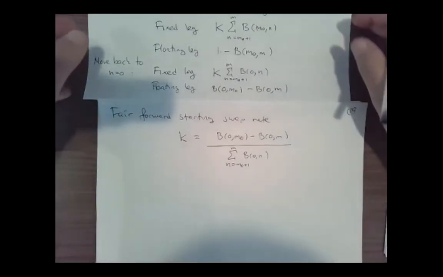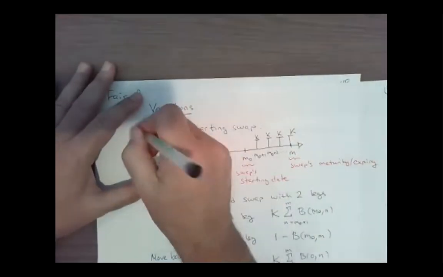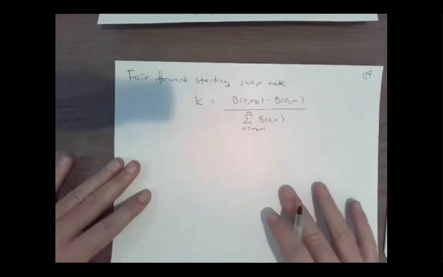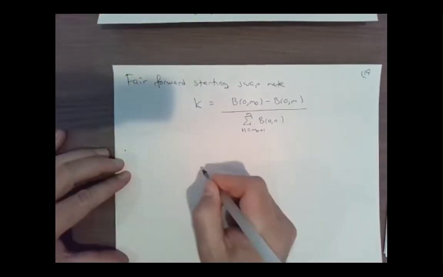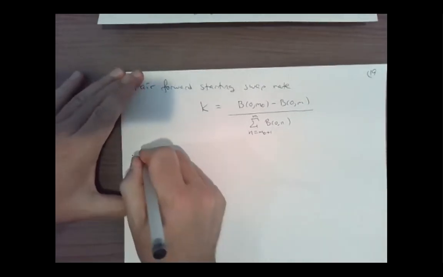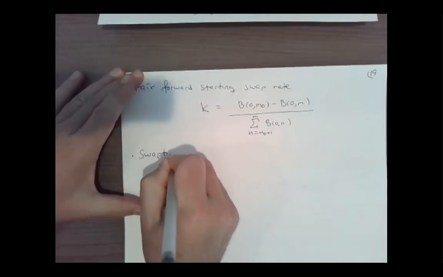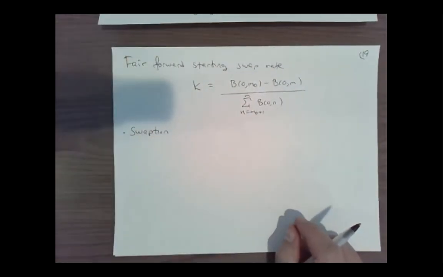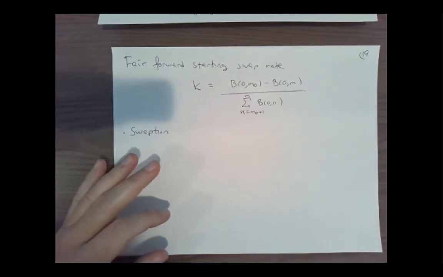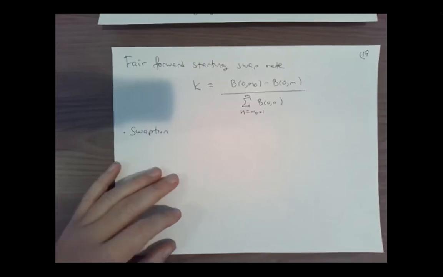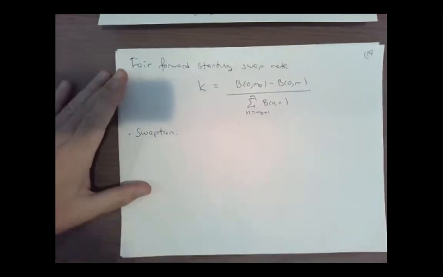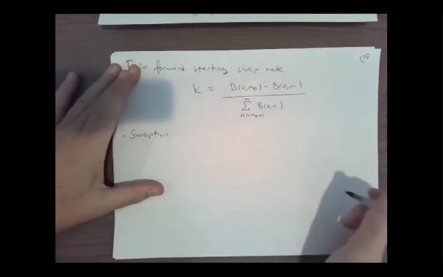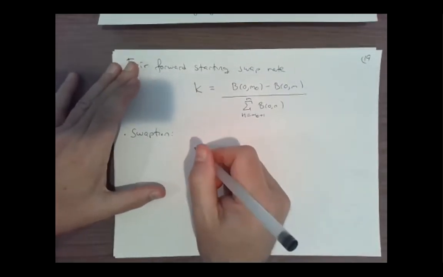So this was one variation, the forward starting swap. Another variation is the swaption. So what is the swaption about? Let's look at a picture.